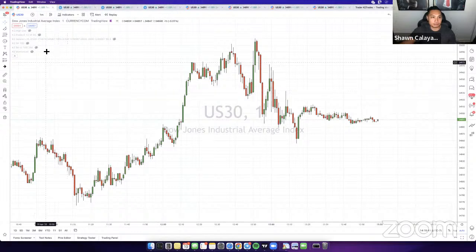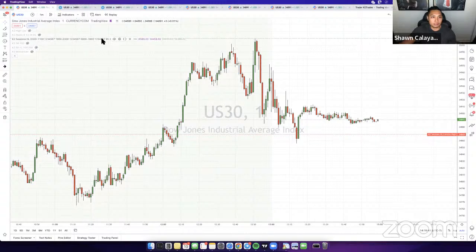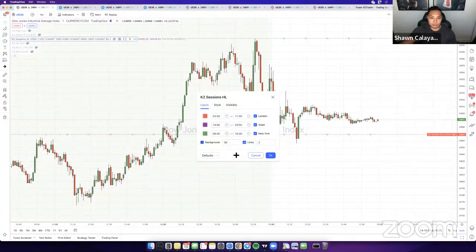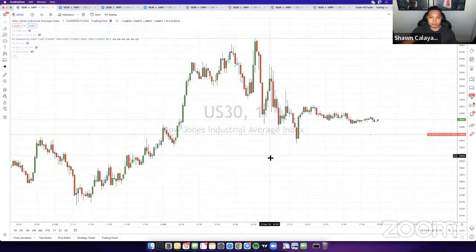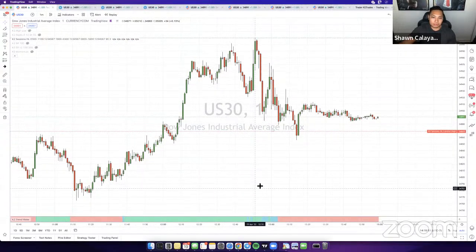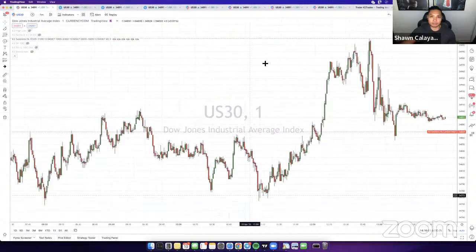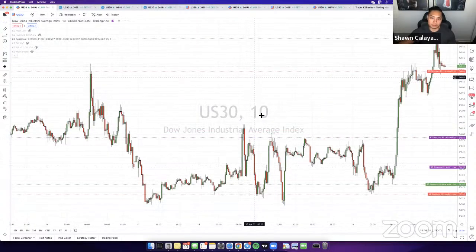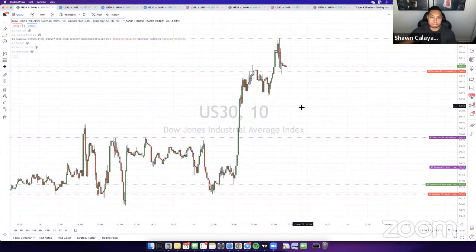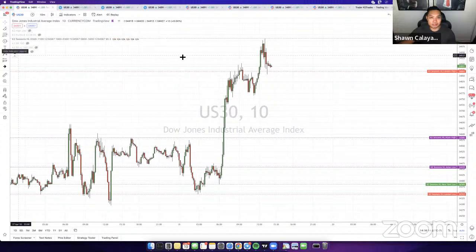The next indicator is going to be the K2 sessions indicator. With this indicator right here, all it does is it marks up the previous session high lows. So there's 3 different sessions, or technically 4 sessions, but I don't count the Aussie session because it overlaps with Asia, so it's not really all that necessary. It's kind of hard to see here on the 1 minute, so I'll go to the 10 to see the different sessions, right? So this indicator is just as self-explanatory as the high, low, and the pivots.